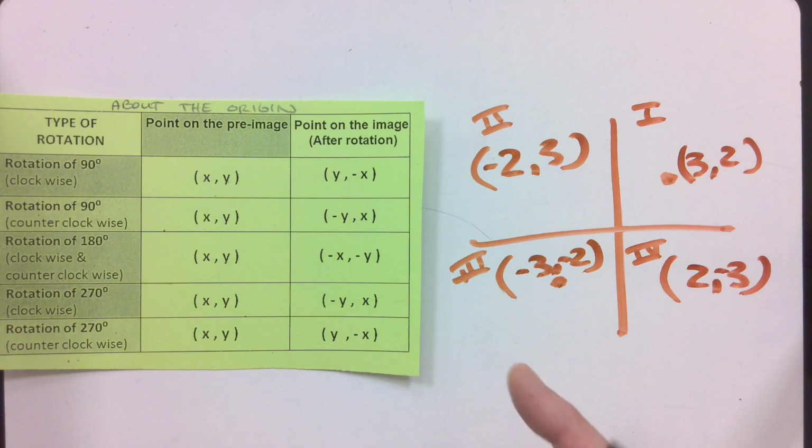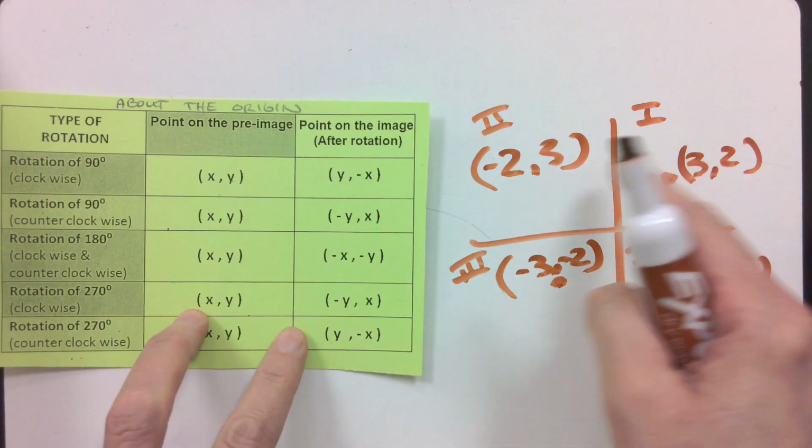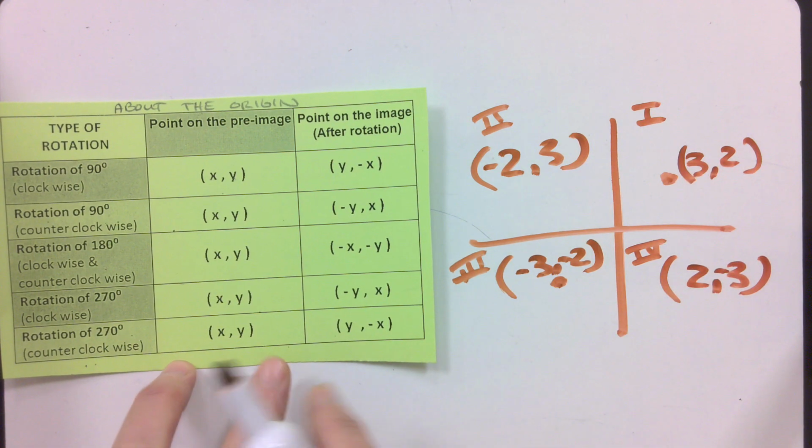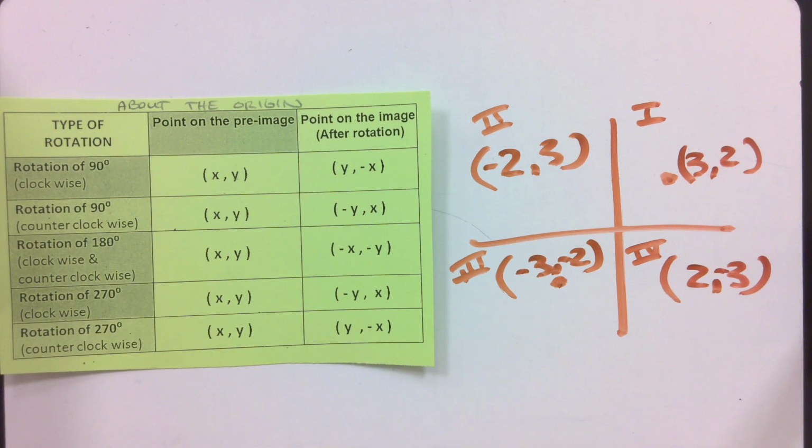Now again, this is only for about the origin, when something is rotating around the origin. I hope that helps you understand the card and understand some of those tricks.